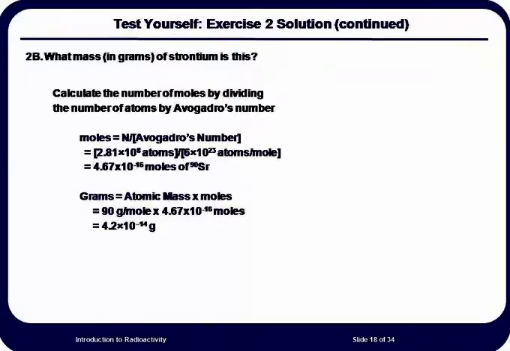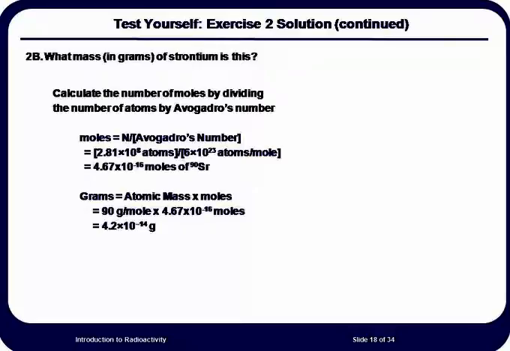The second part to exercise number 2 was to calculate the mass in grams of strontium given the amount of strontium-90 in the original problem. In order to calculate the mass in grams, we first have to convert the number of atoms to moles of strontium-90 by dividing the number of atoms by Avogadro's number. Avogadro's number is 6.02 times 10 to the 23rd atoms per mole. If we do this, we get 4.67 times 10 to the minus 16th moles of strontium-90.